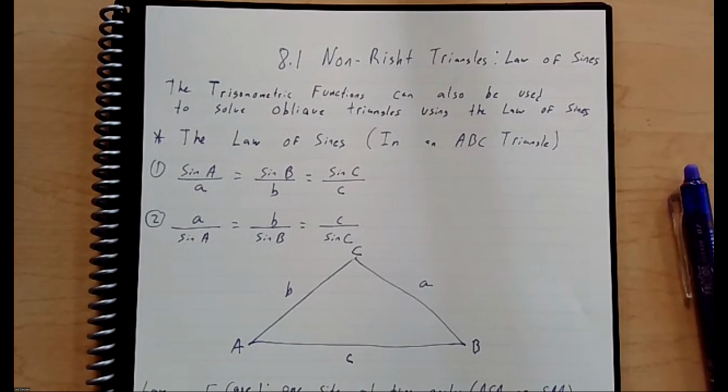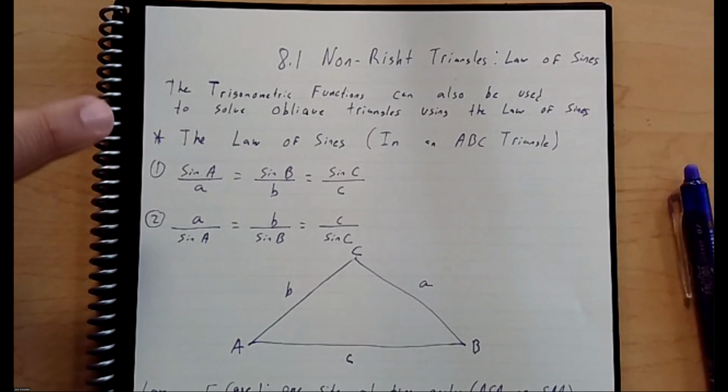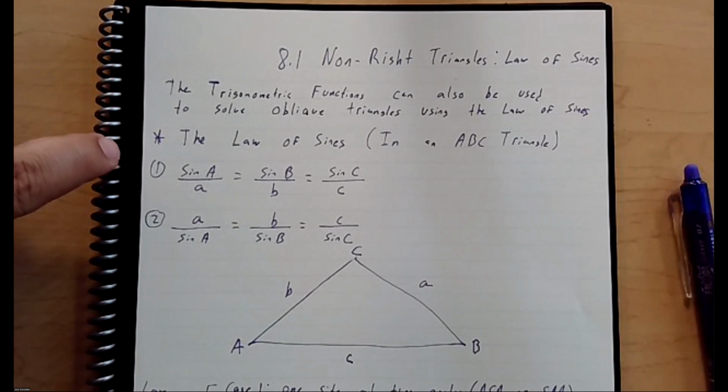So we're doing non-right triangles. There's not going to be any more Pythagorean theorem. All the sides will have to be found using this formula. It's basically the same formula, but I put it in two forms. If you're looking for a side, use number 2. It's easier to use and saves you one algebra step. You can use either one, it doesn't matter. If you're solving for an angle, use number 1.